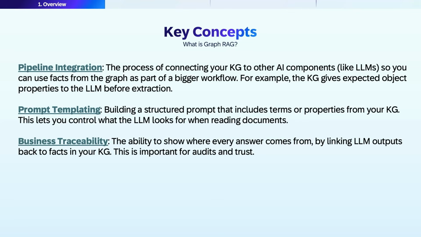Pipeline integration allows seamless linking of your knowledge graph to other AI services, significantly enhancing data accuracy for large language models by supplying structured, reliable facts. For example, the knowledge graph gives expected object properties to the large language model before extraction prompt templating. Building a structured prompt that includes terms or properties from your knowledge graph ensures precision and consistency by embedding explicit knowledge graph-driven terminology into your prompts, guiding the model to extract exactly the required information. This lets you control what the large language model looks for when reading documents.